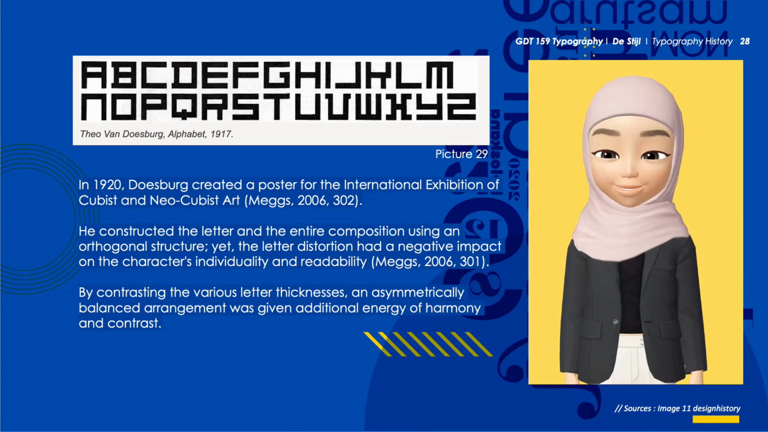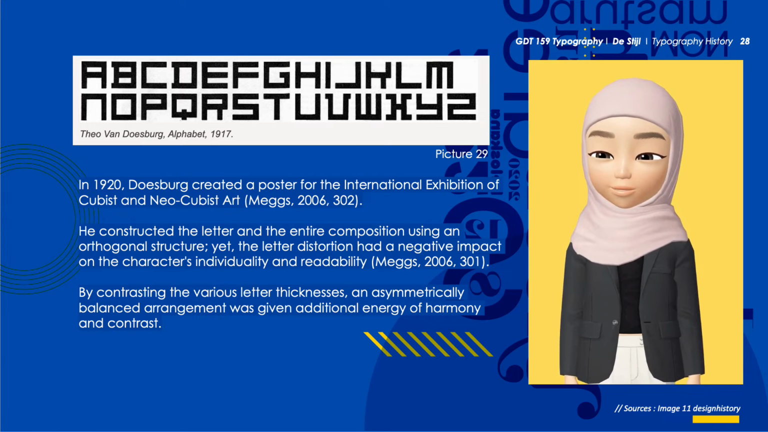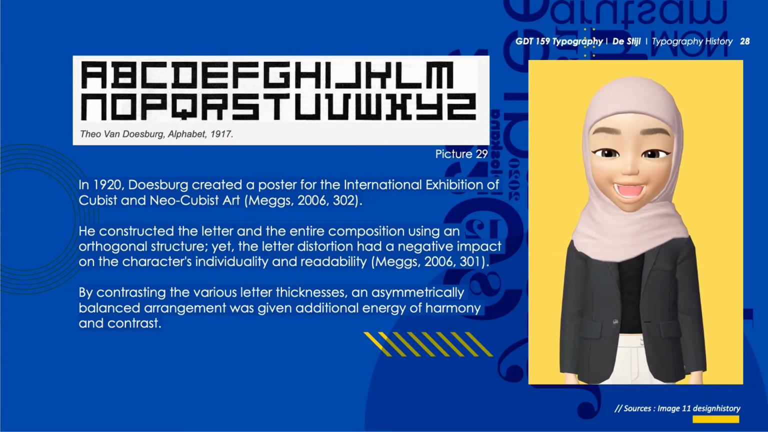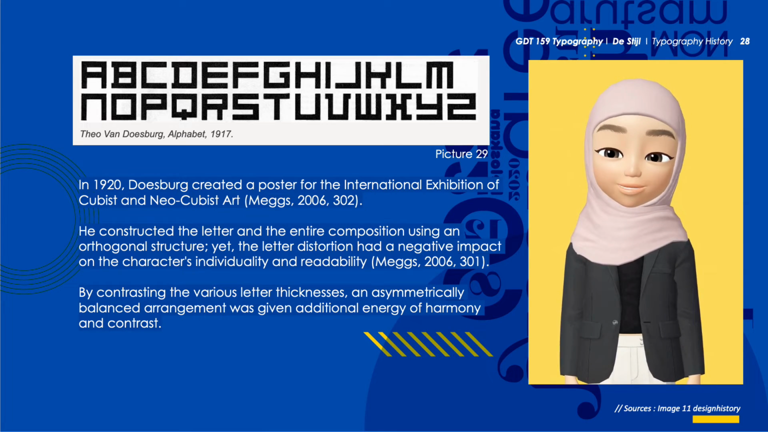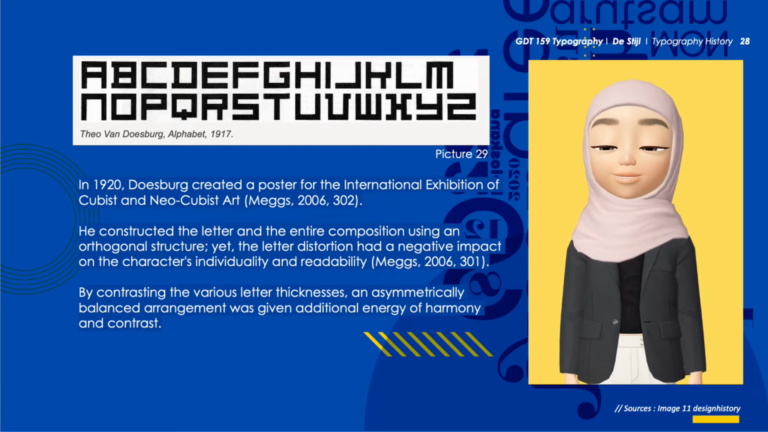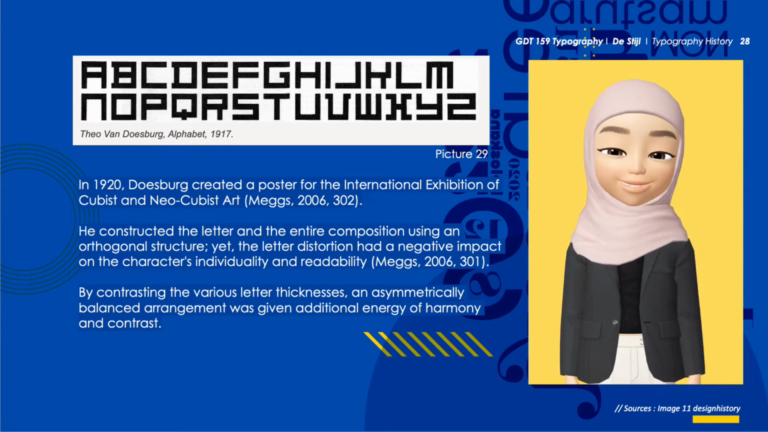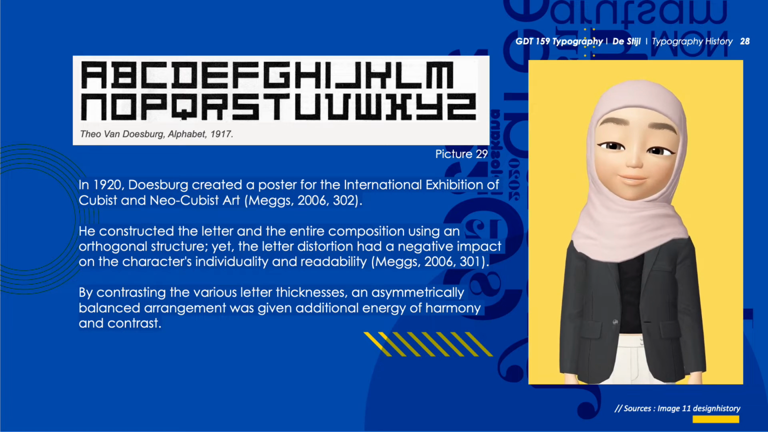In 1920, Doesburg created a poster for the International Exhibition of Cubist and Neo-Cubist art. He constructed the letter and the entire composition using an orthogonal structure, yet the letter distortion had a negative impact on the character individually and readability.